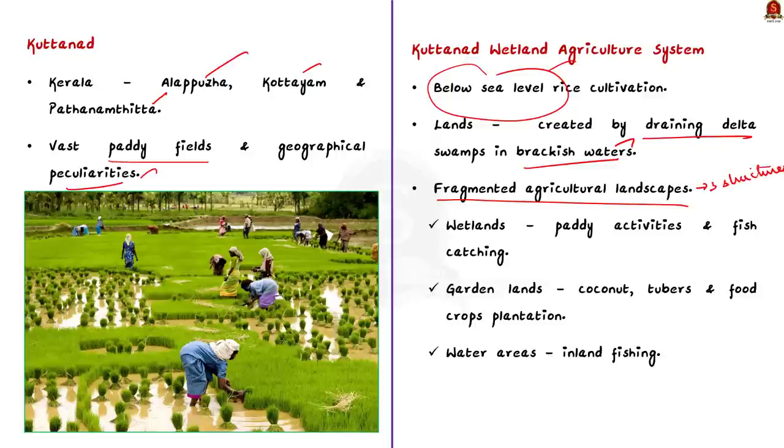The first structure is the wetlands, and it is used for paddy activities and fish catching. Second structure is the garden lands, which is used for coconut, tubers and food crops plantation. And finally, the water areas. Here it is used for inland fishing. And this is about the Kuttanad region. Now we will see about the rice fields of Kuttanad.